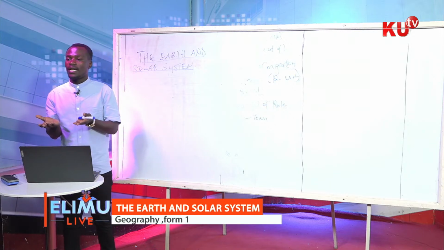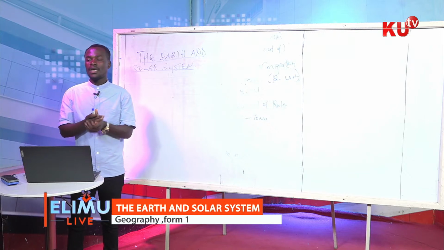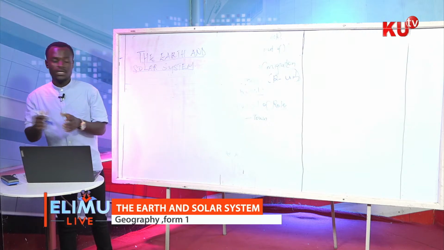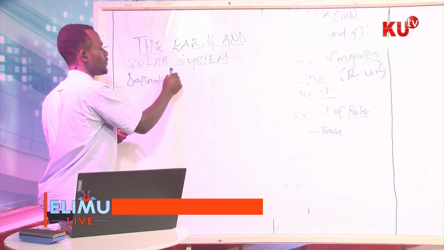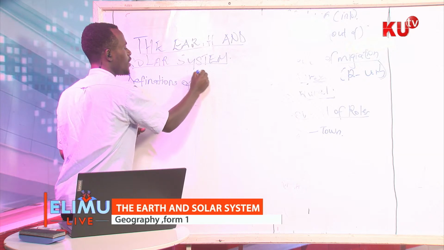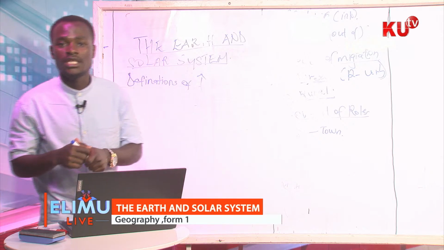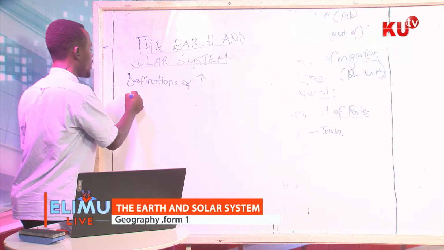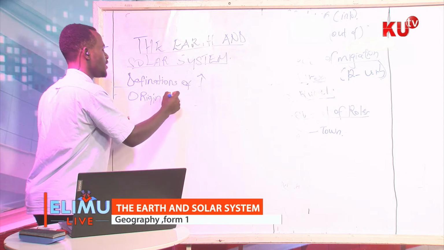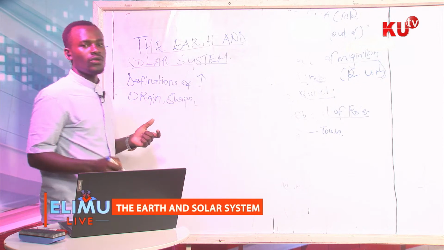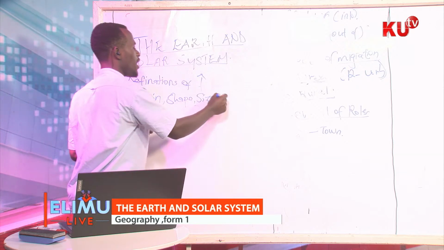Now, the following are things that at the end of this lesson, as a student, you're supposed to have grabbed. We are going to look at the definition of the term, the Earth and the solar system. We are also going to look at the origin, shape, and size of the Earth.